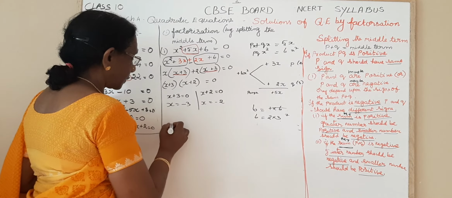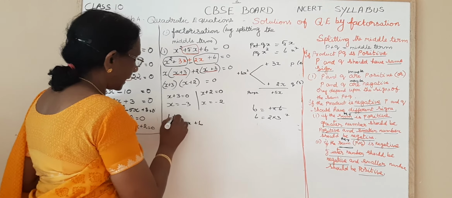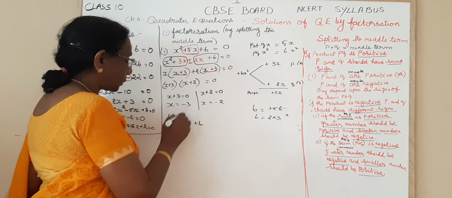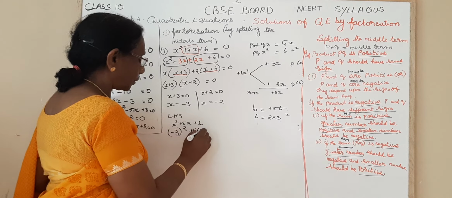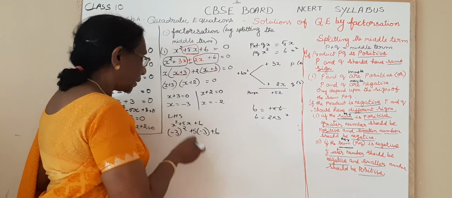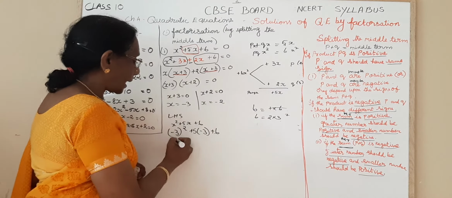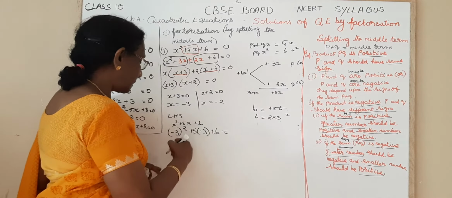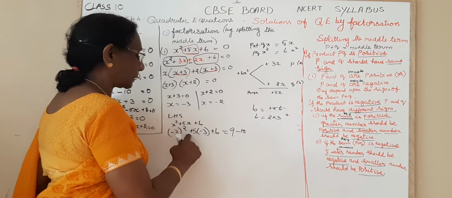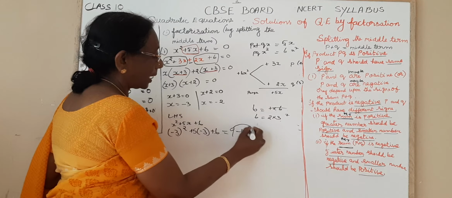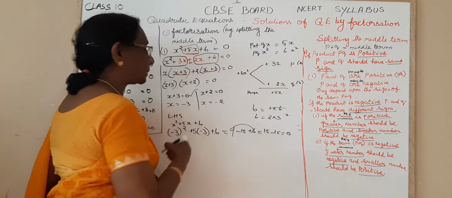Now see here, what is the quadratic equation? x squared plus 5x plus 6. This is the LHS. So instead of x, you have to put minus 3, the whole square plus 5 into minus 3 plus 6. First we are verifying with the value minus 3. So what do you get here? Minus 3 into minus 3 is 9. Minus 15. Plus 6. Add both. 15 minus 15, 0. So our answer is correct.